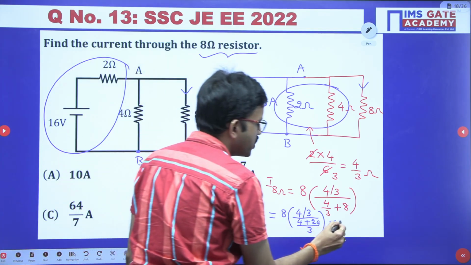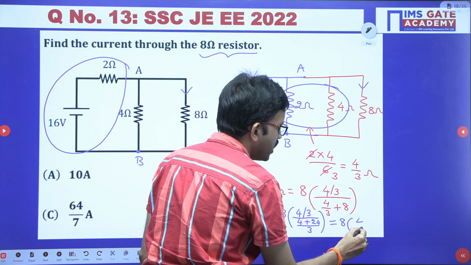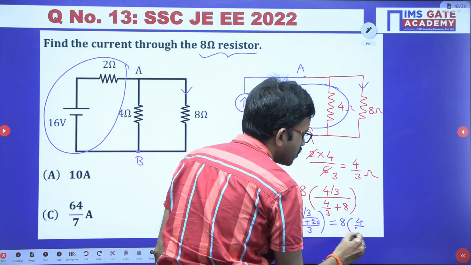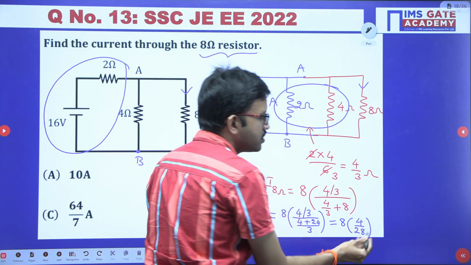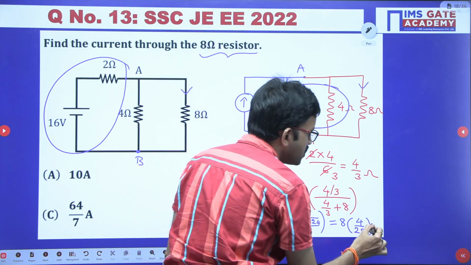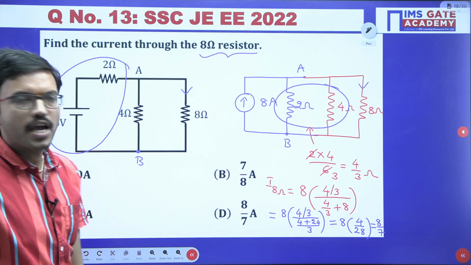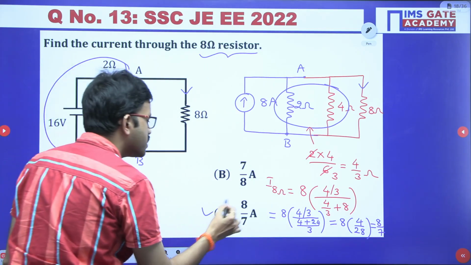After that you get 8 into 4 divided by 24 plus 4, that is 28, right? So 4 7 times, so you get 8 by 7. The unit is ampere. So option D is the correct one.